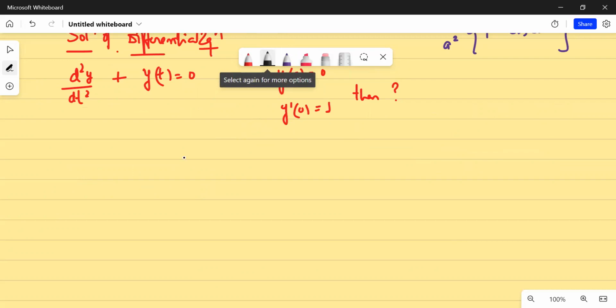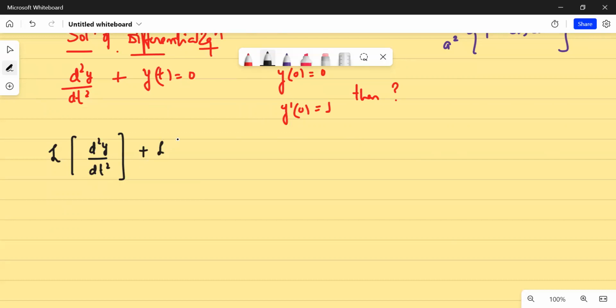So I'll take the Laplace transform on both sides. That is, the Laplace transform of d2y upon dt square plus the Laplace transform of y(t) would be simply the Laplace transform of 0.